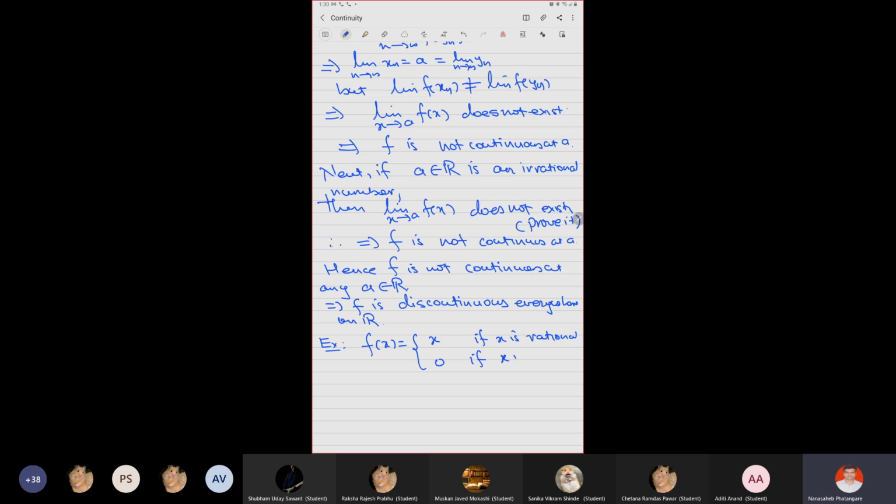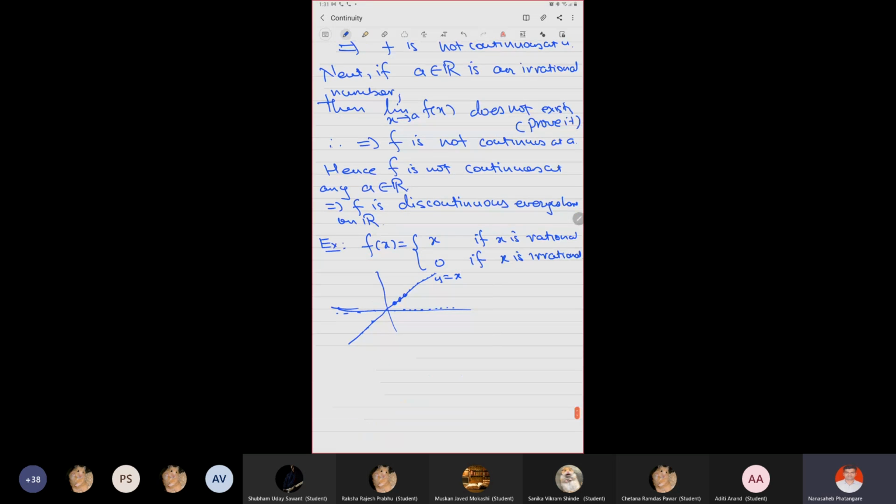and 0 if x is irrational. Now geometrically, f of x is equal to x and f of x is equal to 0. If x is rational, the value of the function is on the line y equals x, and if x is irrational, the value of the function is 0, meaning on the x axis. And if you recall this, the limit of f exists only at what point? x equals 0.